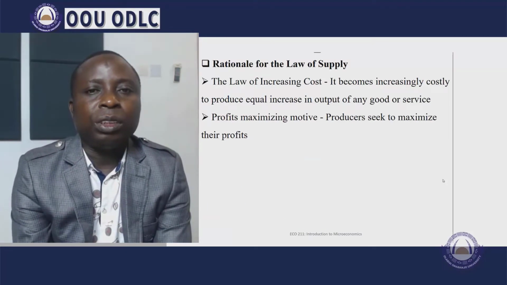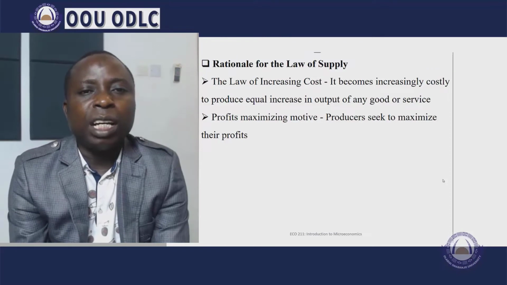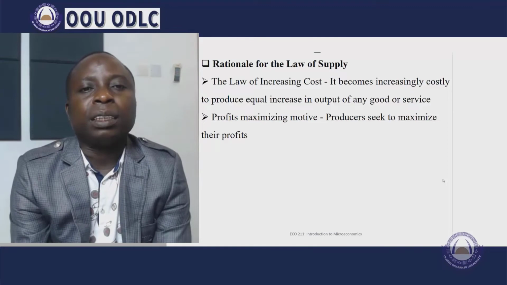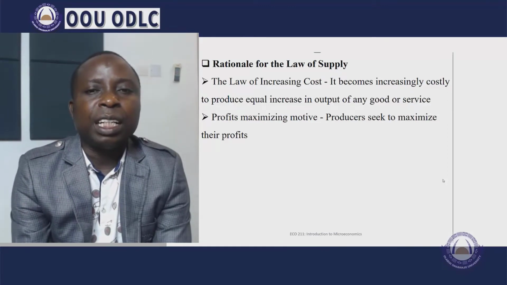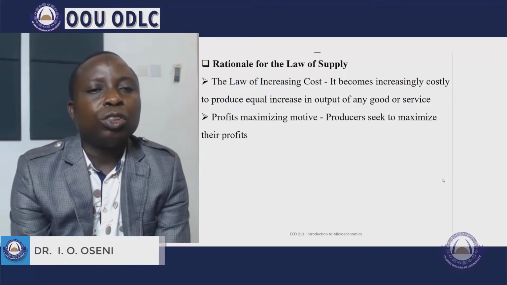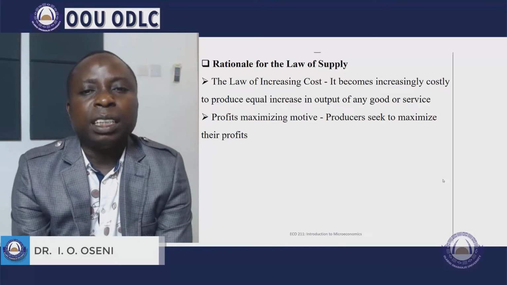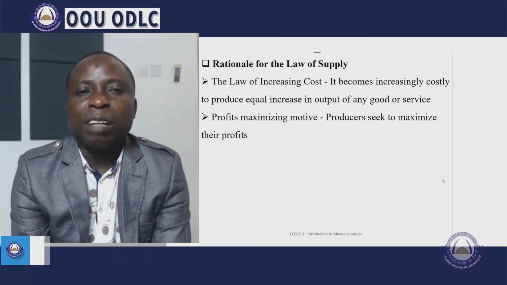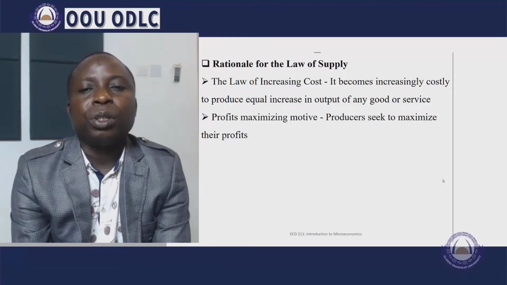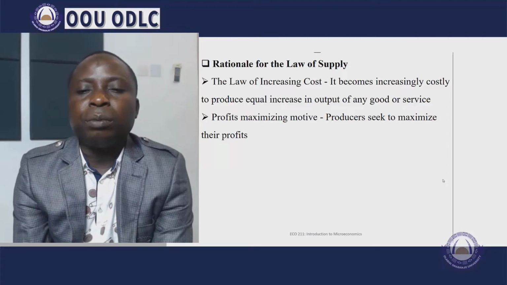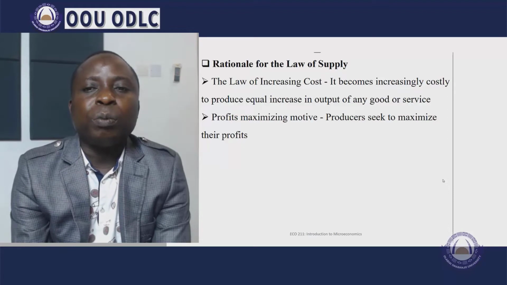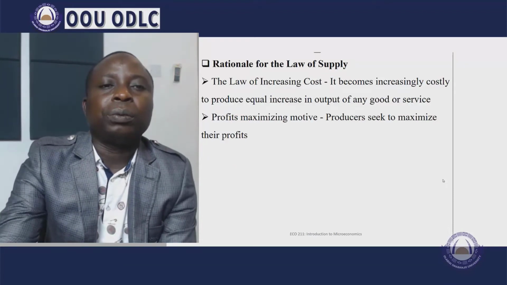Rationale for the law of supply. There are two rationales for the law of supply. One, the law of increasing costs. It becomes increasingly costly to produce equal increase in output of any goods or services. Two, profit maximizing motive. Every firm in the market produces in order to maximize profits.